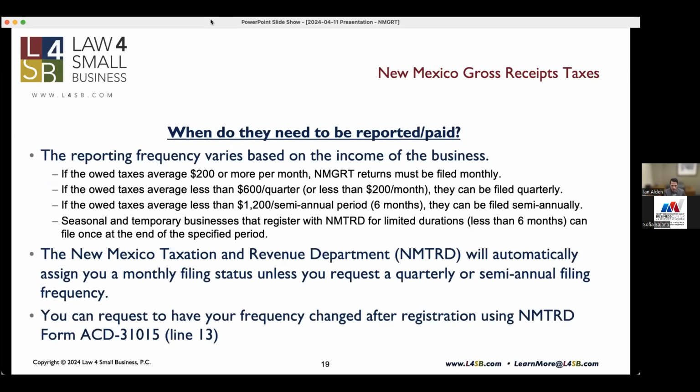When do they need to be reported or paid? It depends on the amount of taxes that are owed. If you have a situation where your business is going to owe $200 or more in gross receipts taxes per month, they have to be filed monthly.